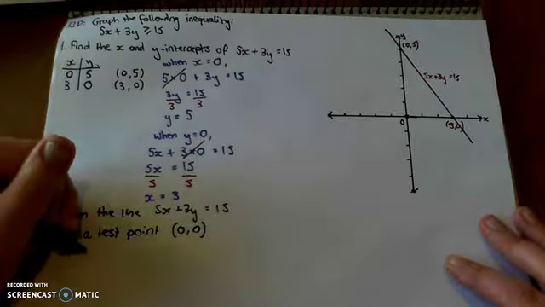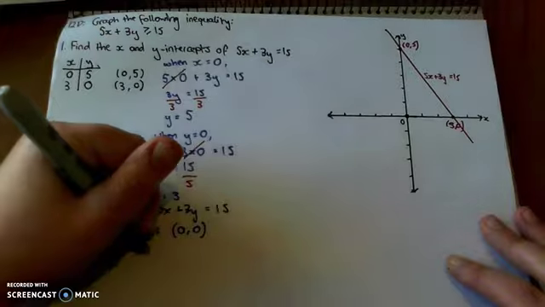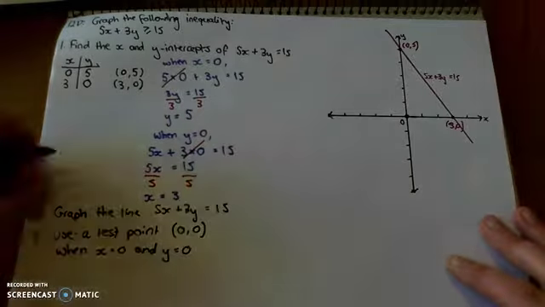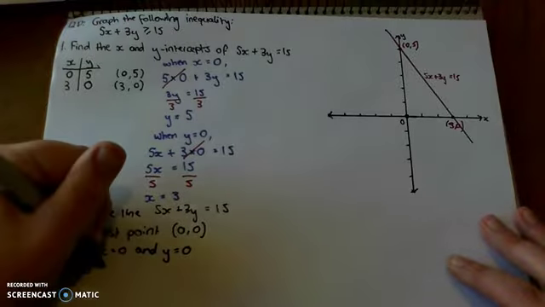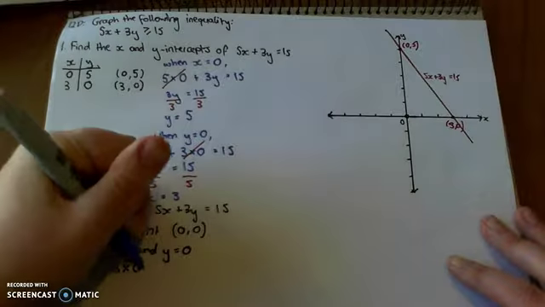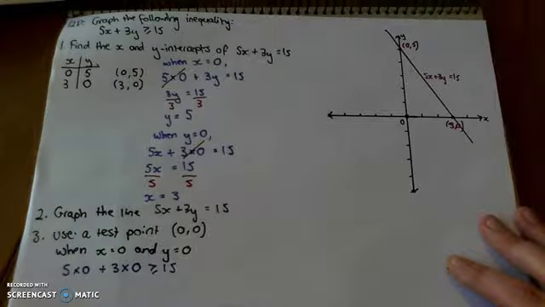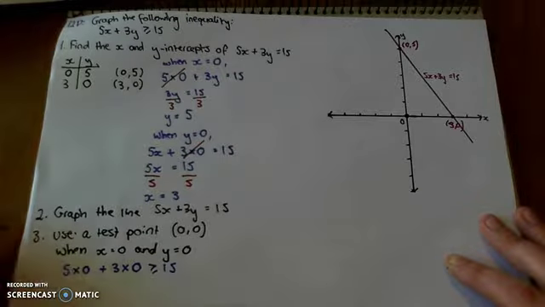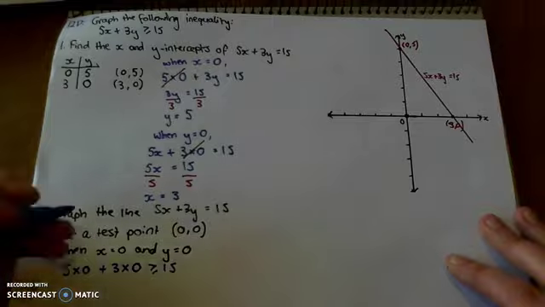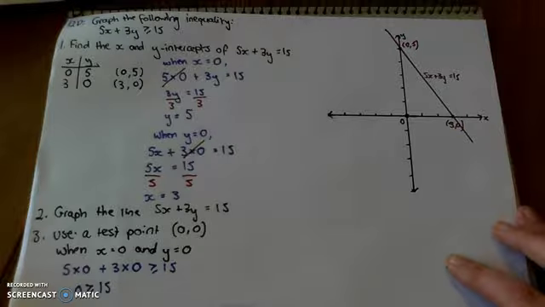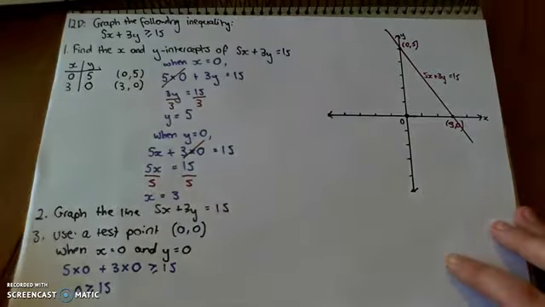So when x is equal to 0 and y is also equal to 0, we now get an inequality where 5 times 0 plus 3 times 0 is equal to or greater than 15. And we know from before that 5 times 0 is 0, and 3 times 0 is 0. So the resulting inequality is that 0 is equal to or greater than 15. Now we know that's not true. We know that 0 is not equal to or greater than 15.